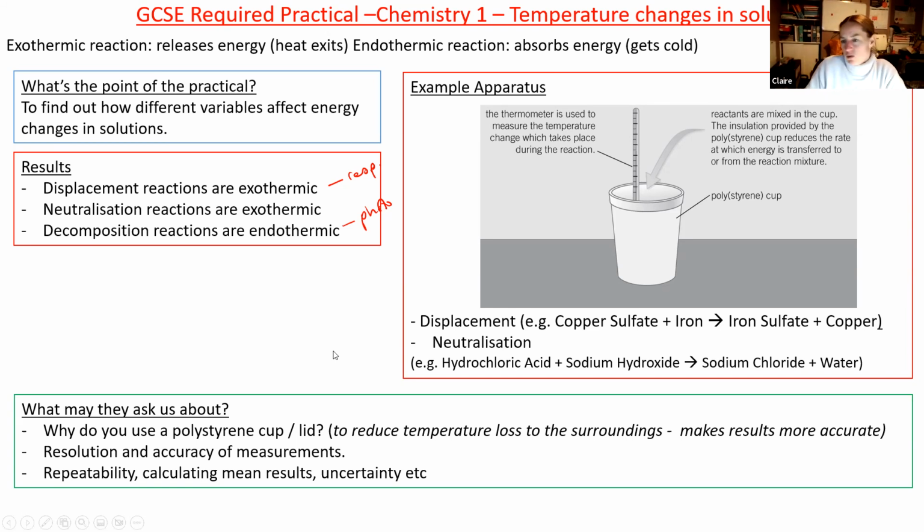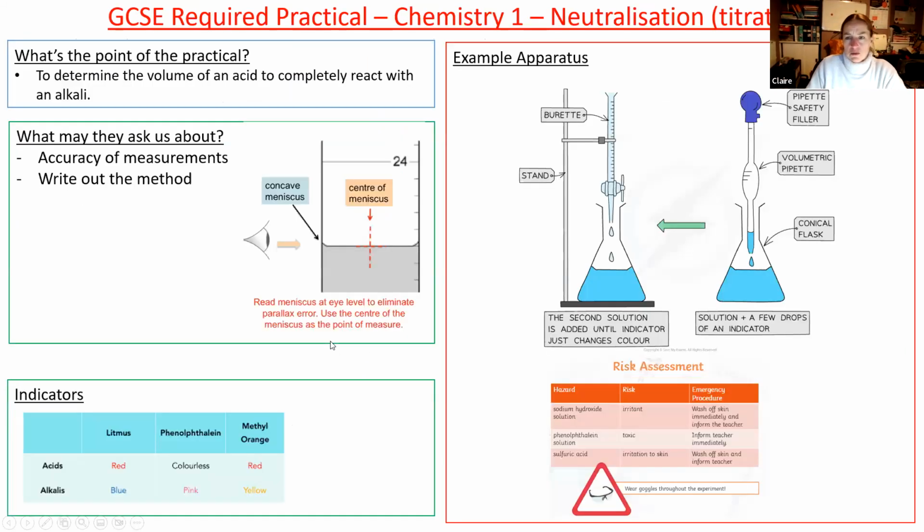The main critical questions with this are, how do you stop or reduce temperature loss? How do you improve accuracy, like stop wasting heat? Then we'll probably go on about repeatability, calculating results and things like that. So really think on this one about the human error side of things. Okay, so that's all the combined science ones.